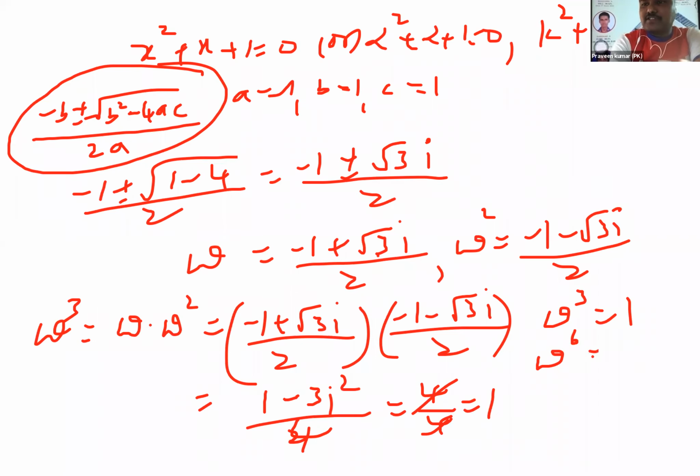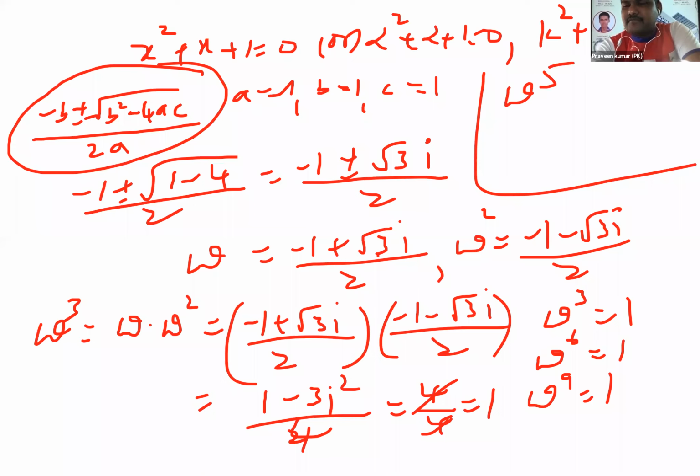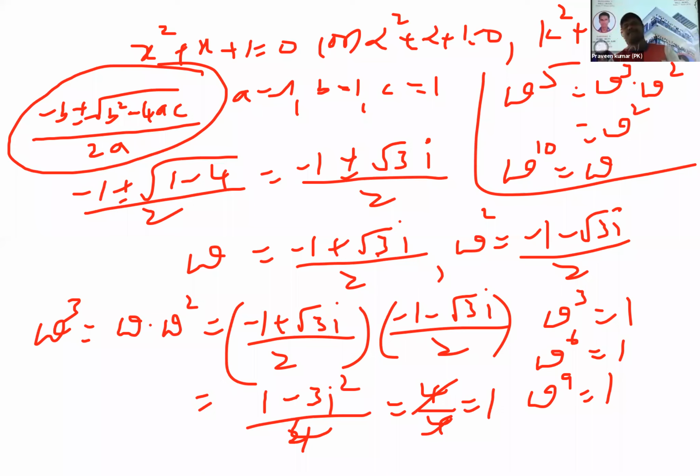Omega power 6 is also 1. Omega power 9 is 1. A multiple of 3 as the power means it is always equal to 1. Next, I want omega power 5. Omega cube into omega square is nothing but omega square. Omega power 10 is omega power 9 into omega, like that. For omega power 3, the value is 1.